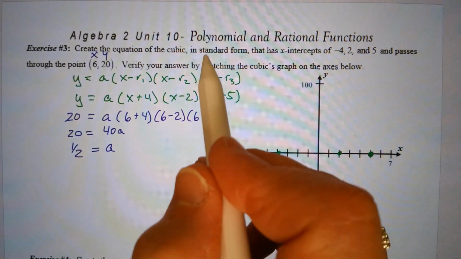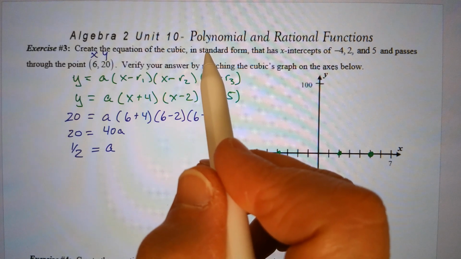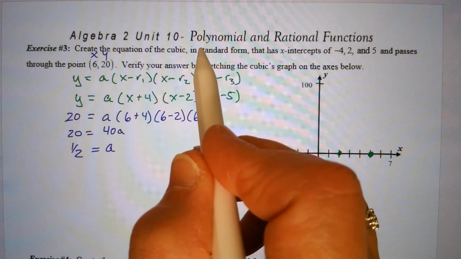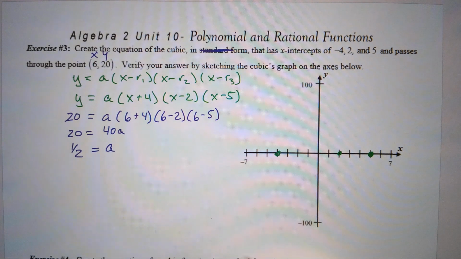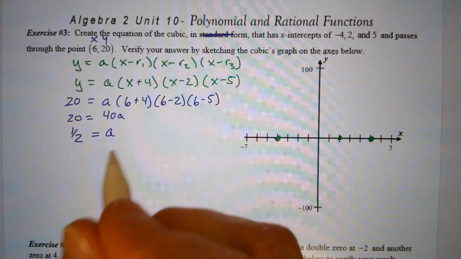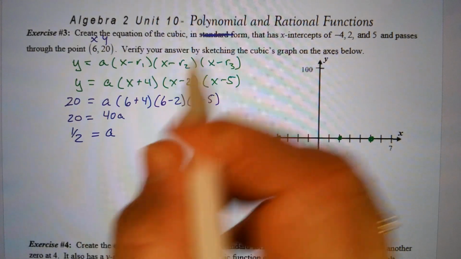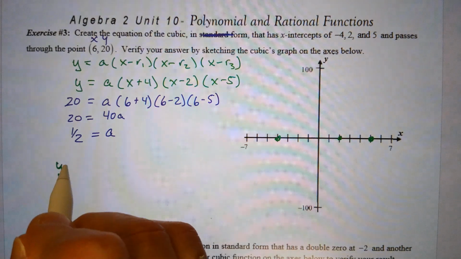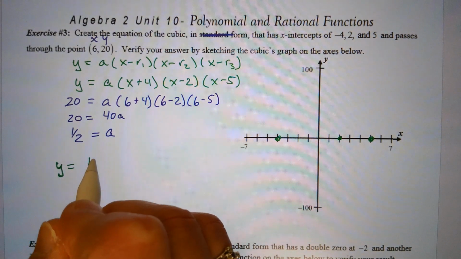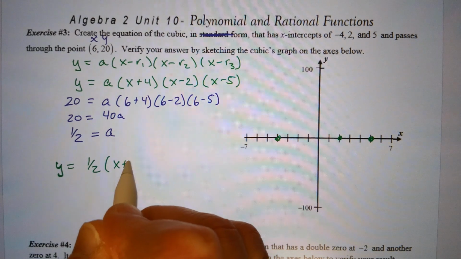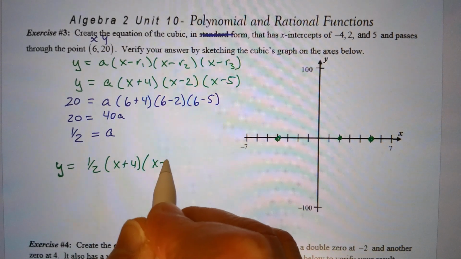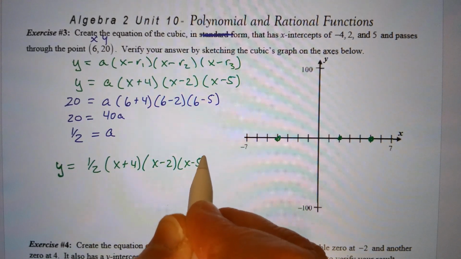Again, it says standard form. You know what? I'm going to cross off, we don't need standard form. We'll leave it in factored form. y equals, a is a half, so 1/2 times x plus 4 times x minus 2 times x minus 5.